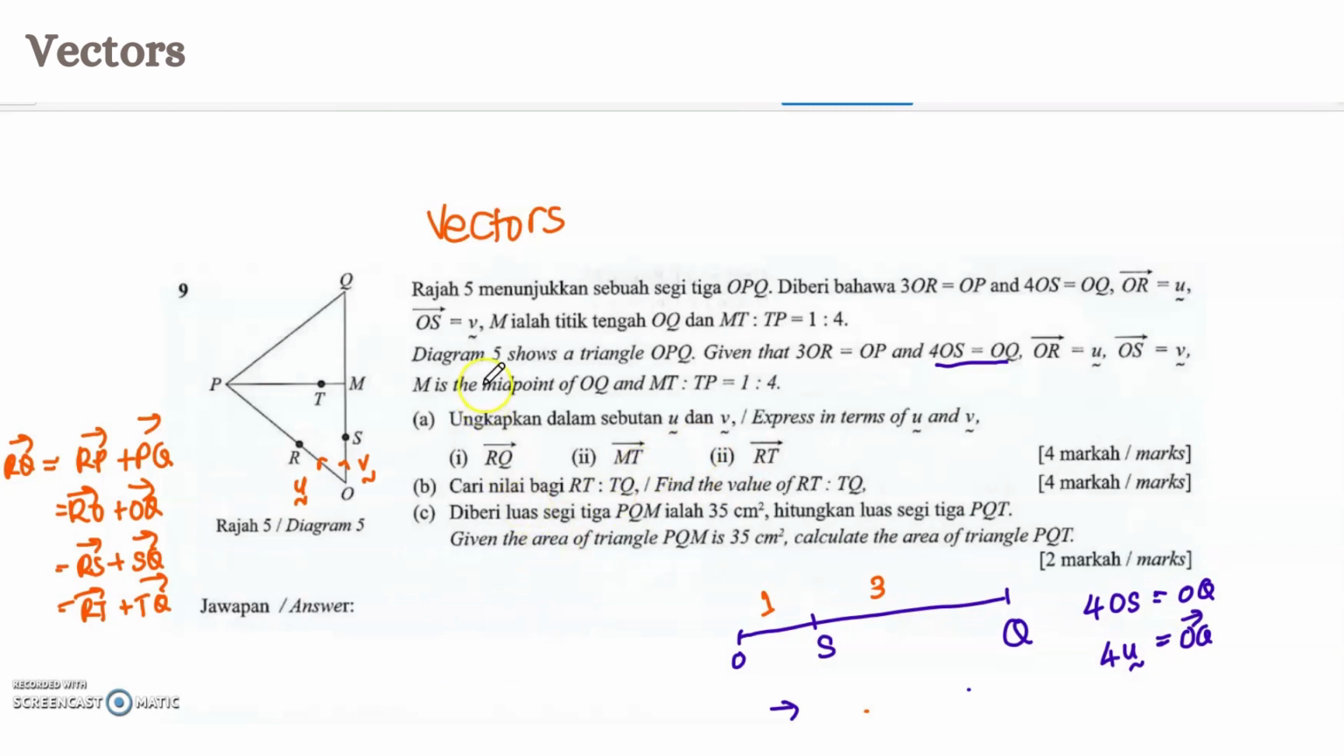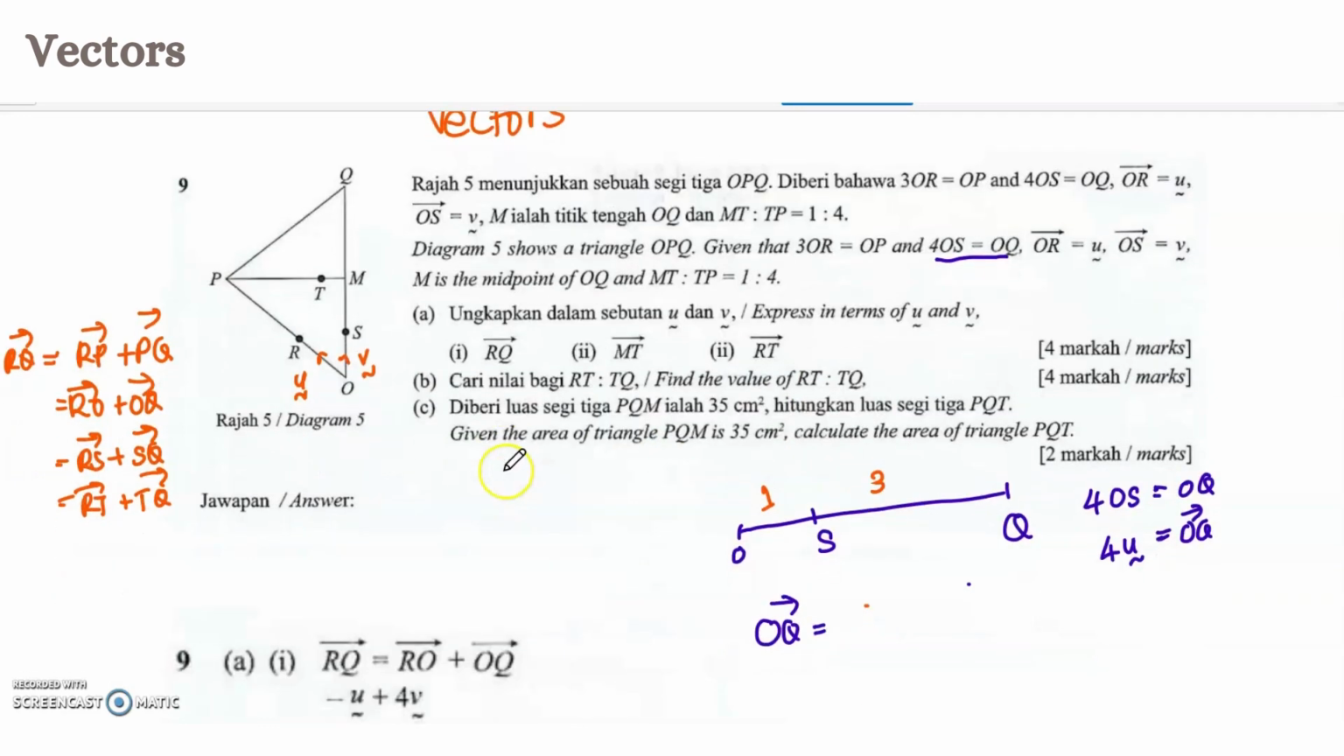Diagram 5 shows a triangle OPQ, given that 3OR is equal to OP and 4OS is equal to OQ. OR is equal to u, OS is equal to v. M is the midpoint of OQ, and MT to TP is 1 to 4. Go to the first question: express in terms of u and v the vector RQ.